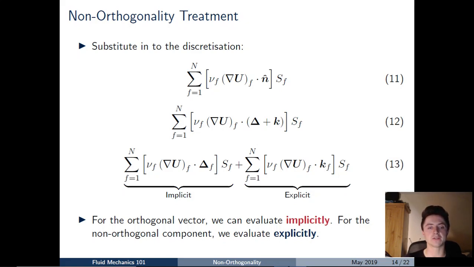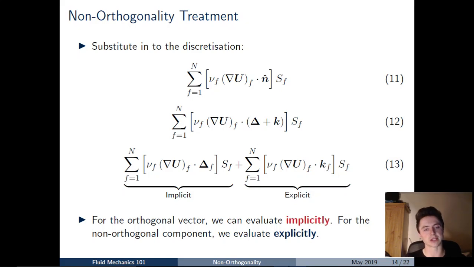Now the term on the left is going to be termed the orthogonal component that we can treat implicitly, and the term on the right there is going to be termed the non-orthogonal component, which we evaluate explicitly. So we evaluate both of these terms separately, and then we can add the components together. And don't worry if you're not really sure what I mean by implicit and explicit treatment, because I'm going to go through that in the next few slides.